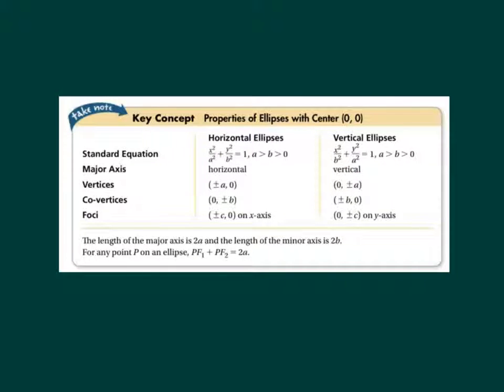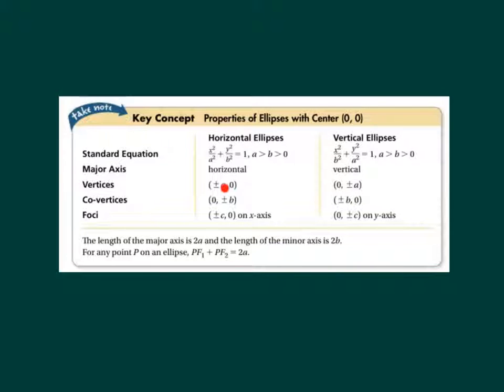So what is the main difference between the standard form for a horizontal and for a vertical ellipse? It's where your a squared is. A is bigger than b. And in a horizontal ellipse, a squared will be the denominator for x squared. In a vertical ellipse, a squared is going to be the denominator for y squared. So whichever one has the denominator that's bigger, that's going to be what direction the ellipse is going. If x has the bigger denominator, that's horizontal because x is the horizontal axis. If y has the bigger denominator, it's vertical because y is the vertical axis.